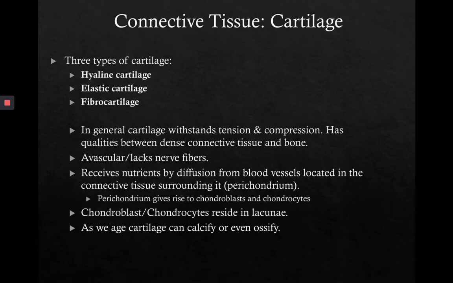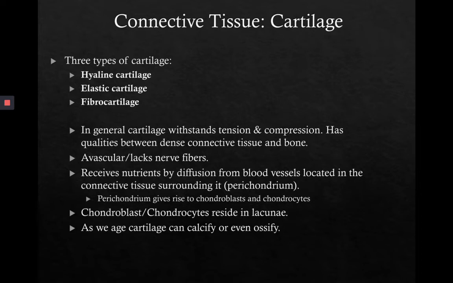And that's it for our connective tissue proper, so let's move on to cartilage. The three types of cartilage are hyaline cartilage, elastic cartilage, and fibrocartilage. In general, all cartilages are able to withstand tension and compression. They're avascular and lack nerve fibers, so no blood, no nerves going to this type of tissue. And they receive nutrients similar to epithelial tissue, which is via diffusion from blood vessels in the surrounding connective tissue. The surrounding connective tissue of cartilage is called the perichondrium. It's actually a layer of dense irregular connective tissue that surrounds this type of tissue, which again is cartilage.